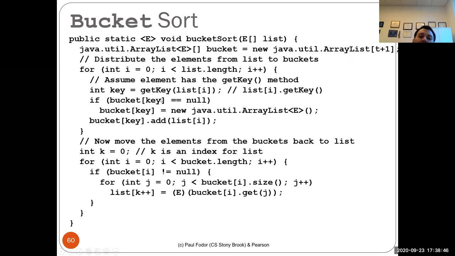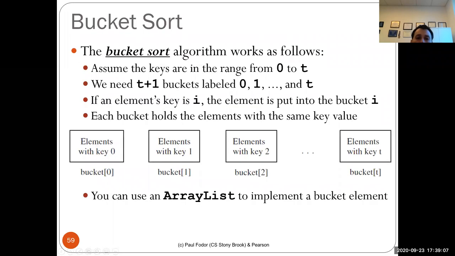If the element at index key in my array buckets is null, then bucket of key is assigned a new array list. And we add to that array list at index key the element that we basically had the key. And we iterate over all the elements. So basically what happens, we take all of the list and we distribute some elements in each one of the buckets.